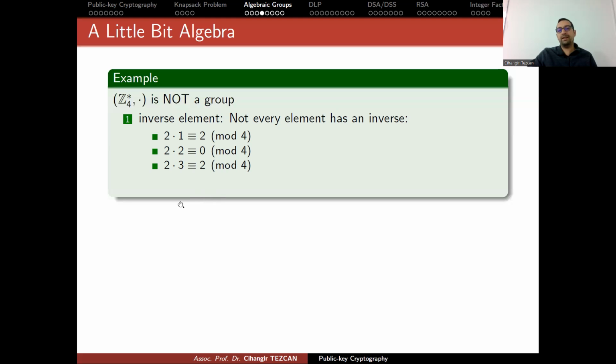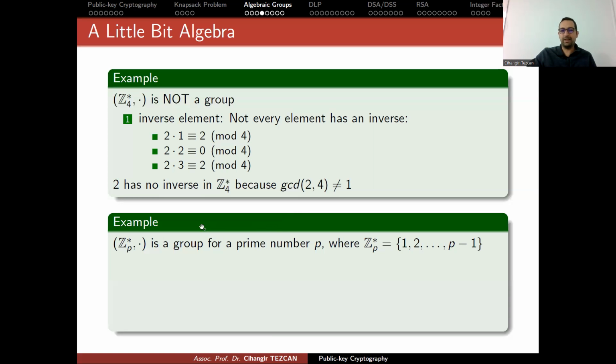So you might think why this is the case, but this is kind of obvious because here we are working modulo 4, which is an even number. And 2 is also an even number. So you cannot have, multiplying 2 with some number, then dividing by 4, the result of 1. So this is why not every finite set is a group with respect to multiplication. And 2 has no inverse in this set because the greatest common divisor of 2 and the modulus 4 is not 1. So they are not relatively prime. Then let's give an example where this is the case.